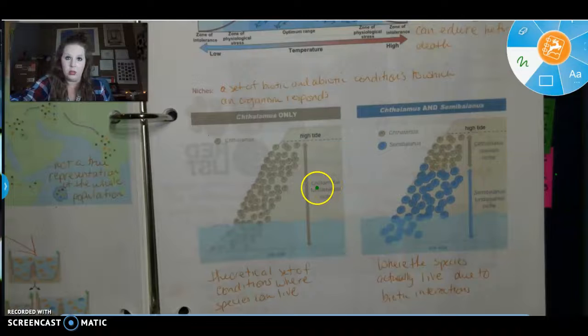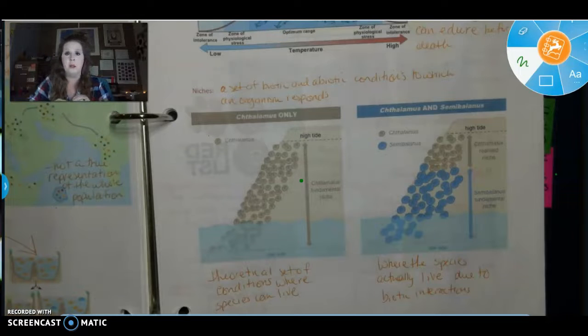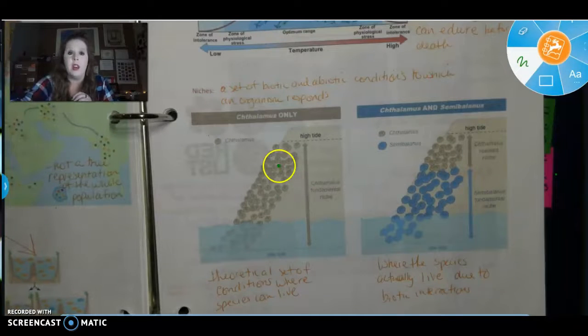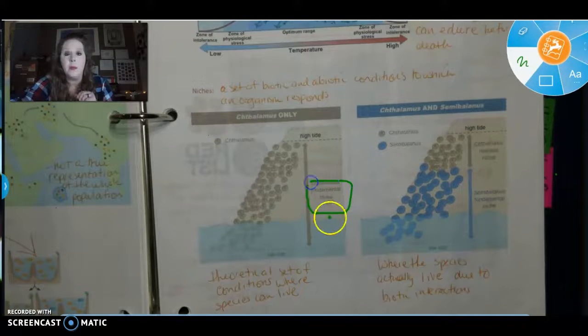So one of the examples that is used right here, and this is such a super interesting example, are barnacles. Barnacles are those little crusty looking animals that live on whales and build up on the side of boats and stuff. So the brown and the blue, because I'm not going to try to pronounce their names, if you look right here, this brown species, we're going to look at what is called the fundamental niche.